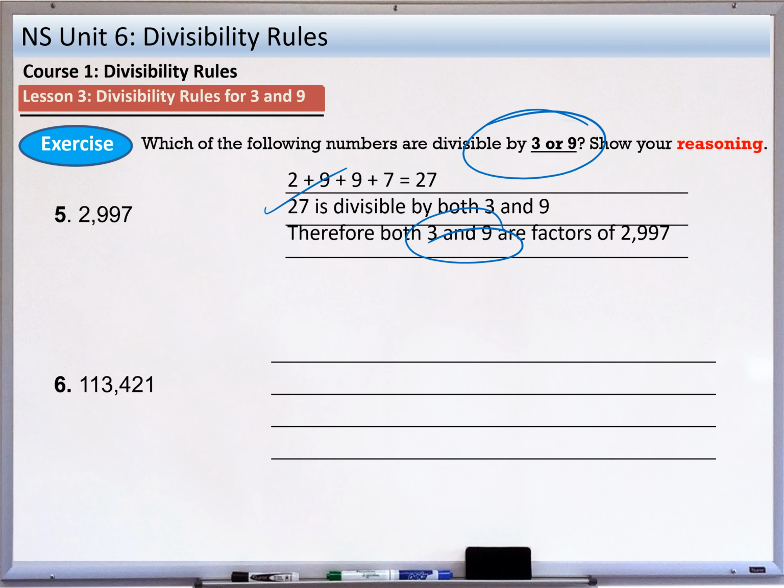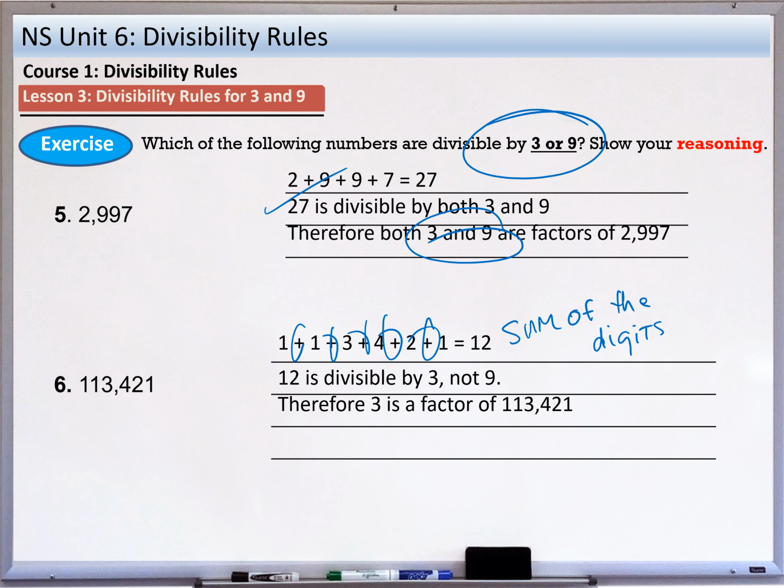113,421. What is the sum of the digits? 1 plus 1 is 2, plus 3 is 5, plus 4 is 9, plus 2 is 11, plus 1 is 12. So my sum of the digits is 12. Sum means to add. Well, 12 is divisible by 3, but not by 9. Therefore, 3 is a factor of 113,421, but 9 is not.